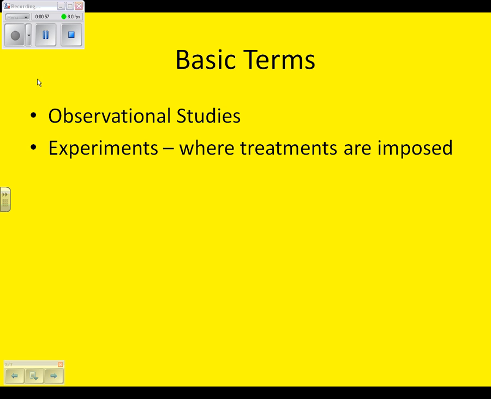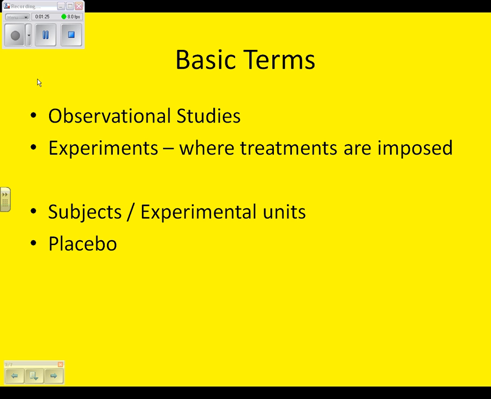The difference is in the experiment you're actually requiring the subjects or experimental units to do something. And so that leads to the next term. Subject or experimental unit is someone who has a treatment imposed upon them. If it's a person, we usually call them a subject. If it's a rat or a tire or a tree or a car or something else, then we typically call those experimental units.